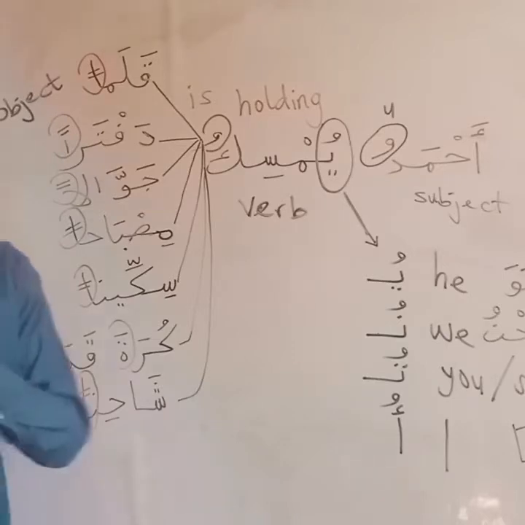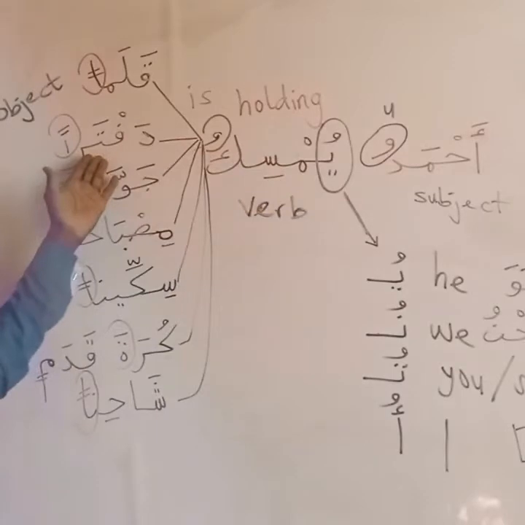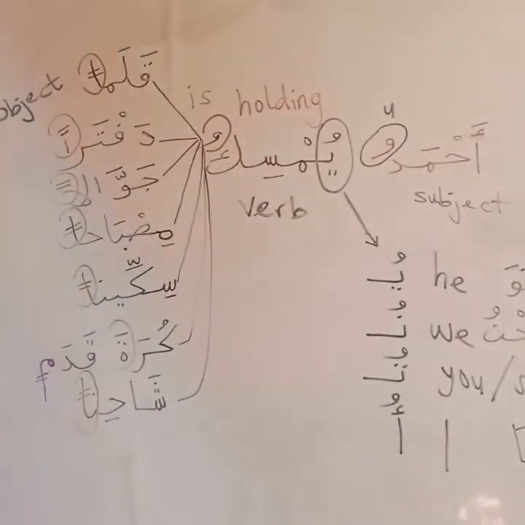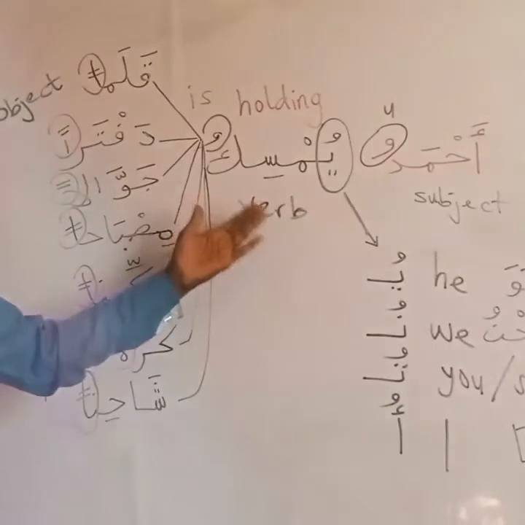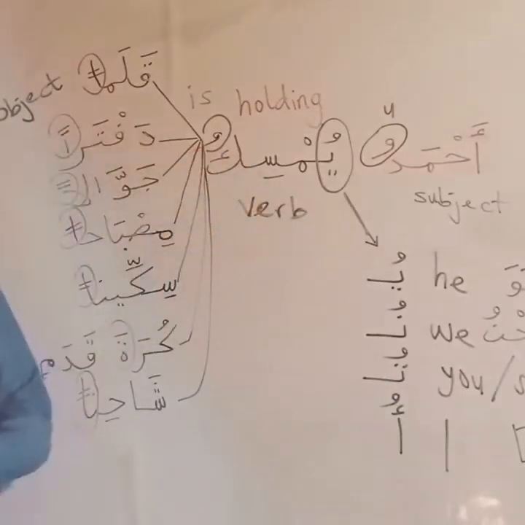If you want to say that Ahmad is holding Muhammad, you say Ahmadu yumsiku Muhammadan, giving Muhammad a fatha. Fathatan. Muhammadan. If it is Ahmad is holding Ibrahim, now that you've known this construction, the structure, you just construct it as Ahmadu yumsiku Ibrahima, giving Ibrahim a fatha.